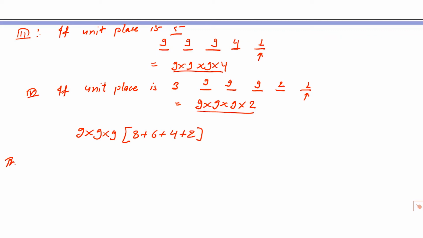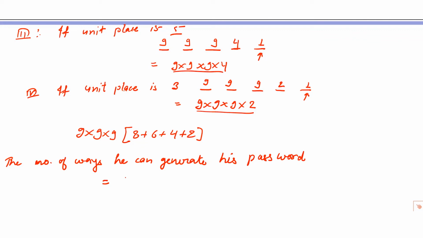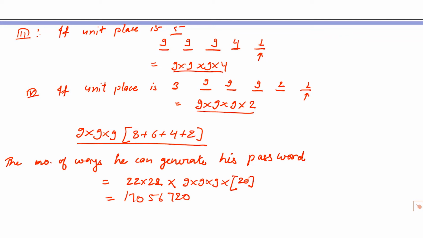So the number of ways he can generate his password will be, for alphabets he has 22 into 22 ways, and for the odd number digits he has 9 into 9 into 9 into, this will be your 20. So when you solve it, it will be 7056720.